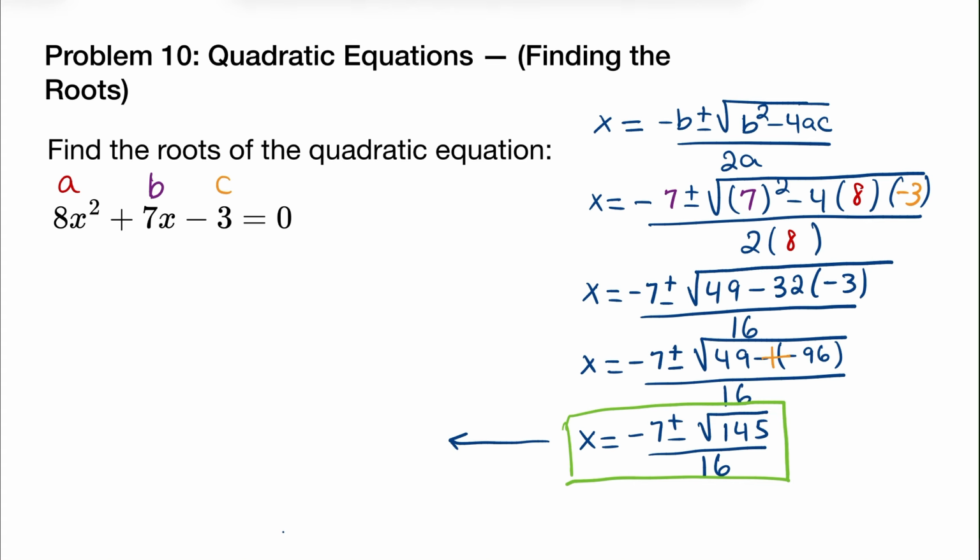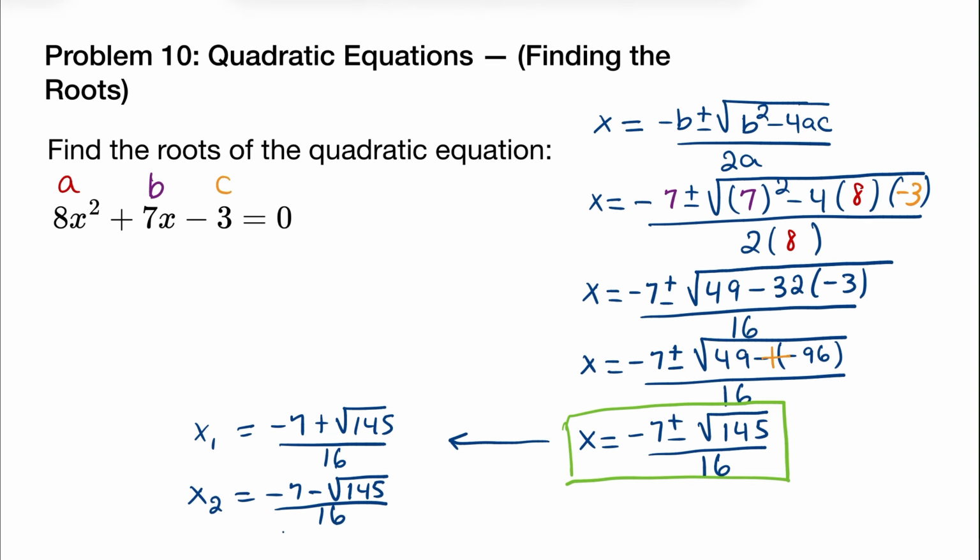So x1 is equal to -7 plus the square root of 145 over 16. And then x2 equals -7 minus the square root of 145 over 16.